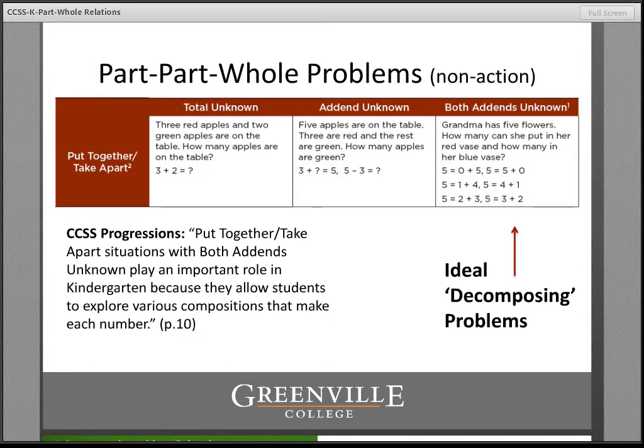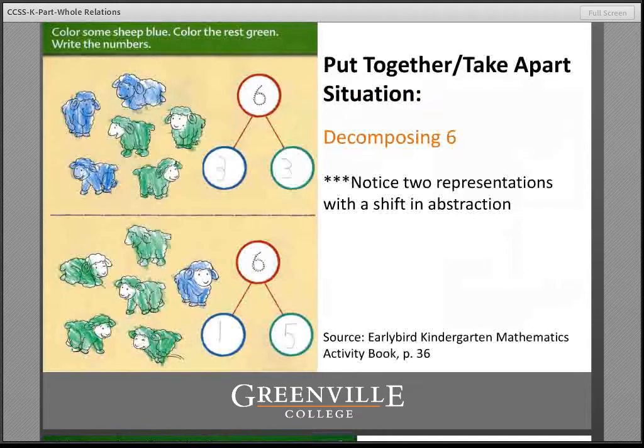And one of those problem types is a put-together take-apart with both add-ins unknown. In this case, you only know the total or the whole number, and you're going to try to find all the different kinds of combinations that it can be decomposed into. So obviously, this particular problem type, even though it's part of Standard 2, is how you go about Standard 3 in many ways through these both add-ins unknown problems. They lend themselves to this idea.